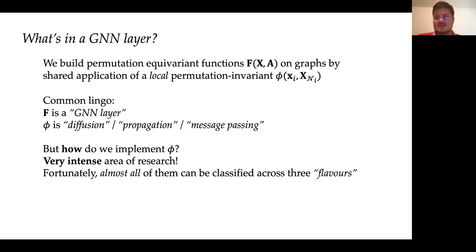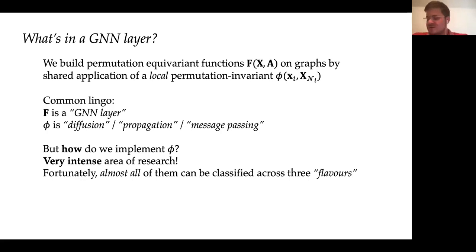And that is this local permutation invariant function phi. I've sort of just mentioned it, and I said that it's something that we will need to build, and that will specify everything else in terms of permutation equivariance. And actually, in common lingo, we might refer to this function f as a GNN layer, but this phi, depending on which literature you read, can be called diffusion, propagation, message passing. And it's, in my opinion, one of the most intense areas of research, how to build good candidates for phi.